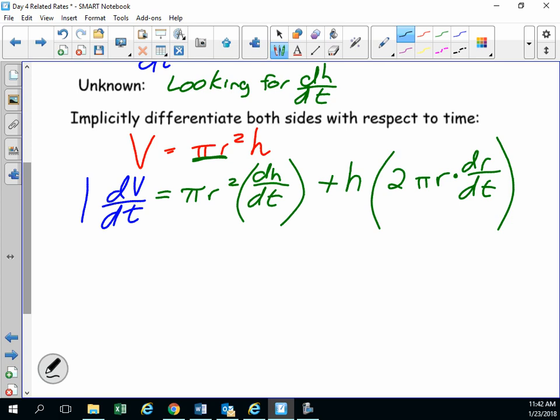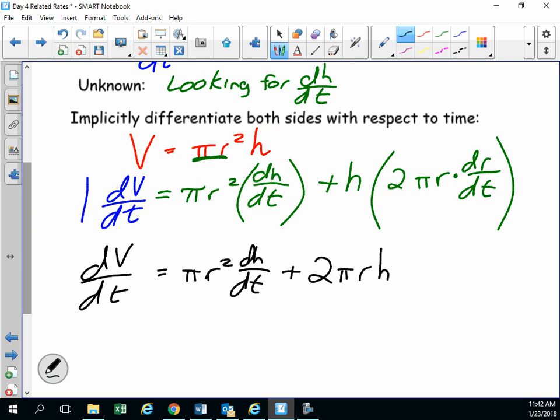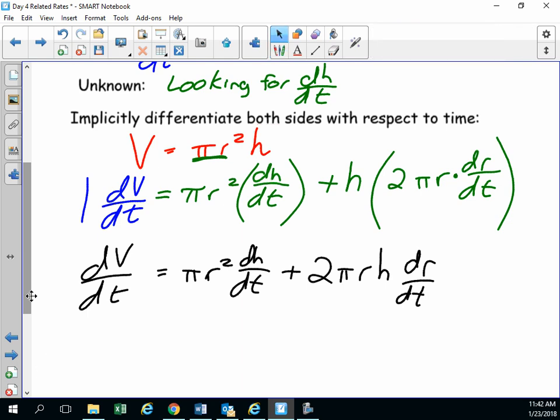So let's talk about simplifying this. I'm just going to get rid of parentheses. So dV dt equals pi r squared dh dt plus 2 pi r h dr dt. I don't care if you write it 2 pi r h or if you write it h times 2 pi r, it doesn't really matter. I just tend to put the constants in front of the variables behind it. 2 pi hr, because this is all multiplication, so it doesn't matter. So I am looking for dV. I have dVdt. I am looking for dHdt. Yes? But I also have this drdt sitting here.